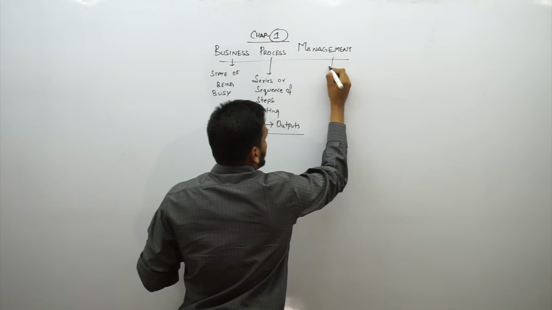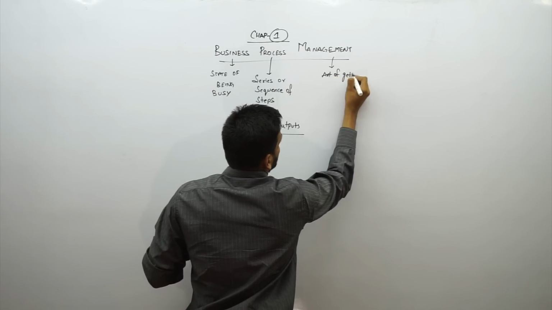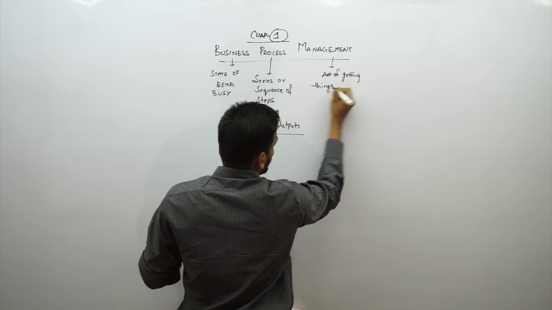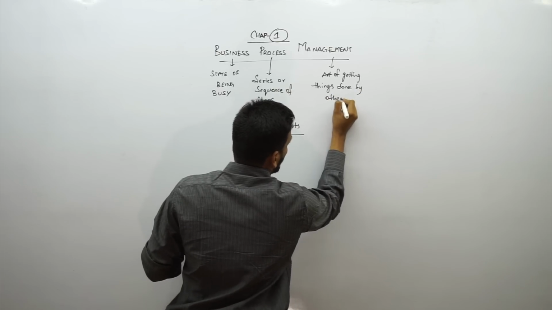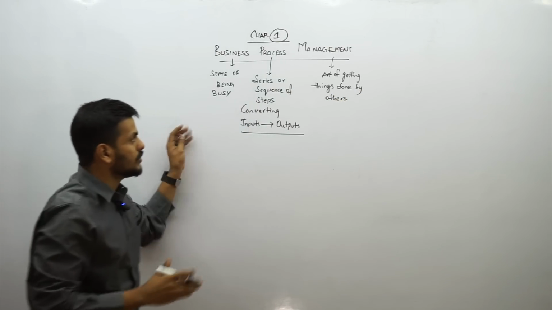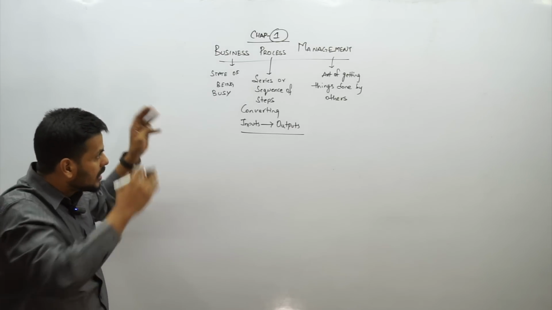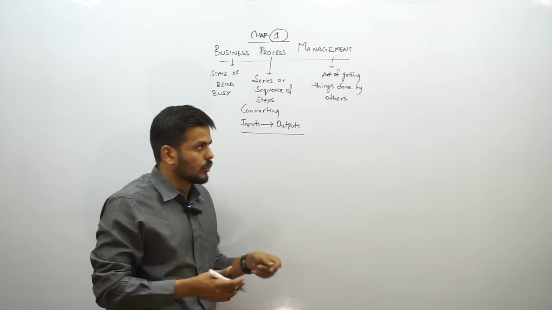You know what is management? It's an art of getting things done by others. So this is what this whole topic is all about: business process and management. In business process management, we are talking about how an organization with process and without process will work on, right?